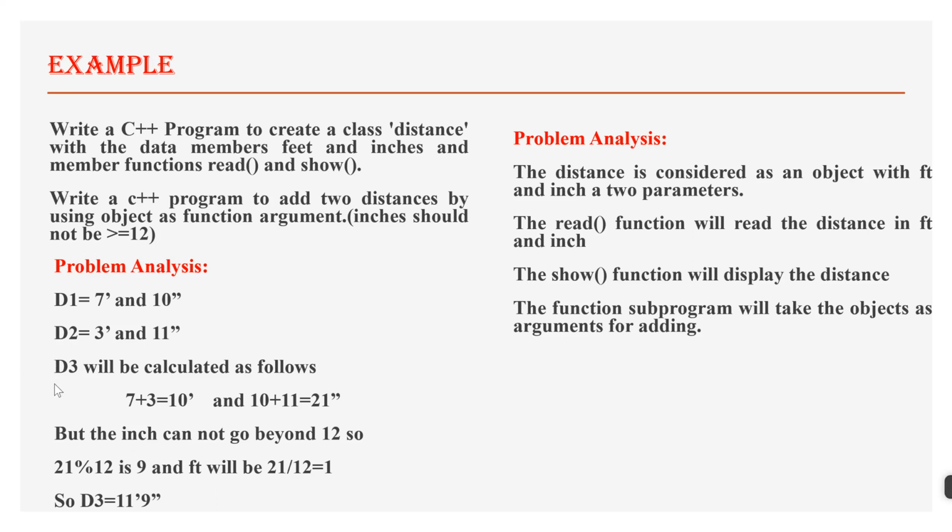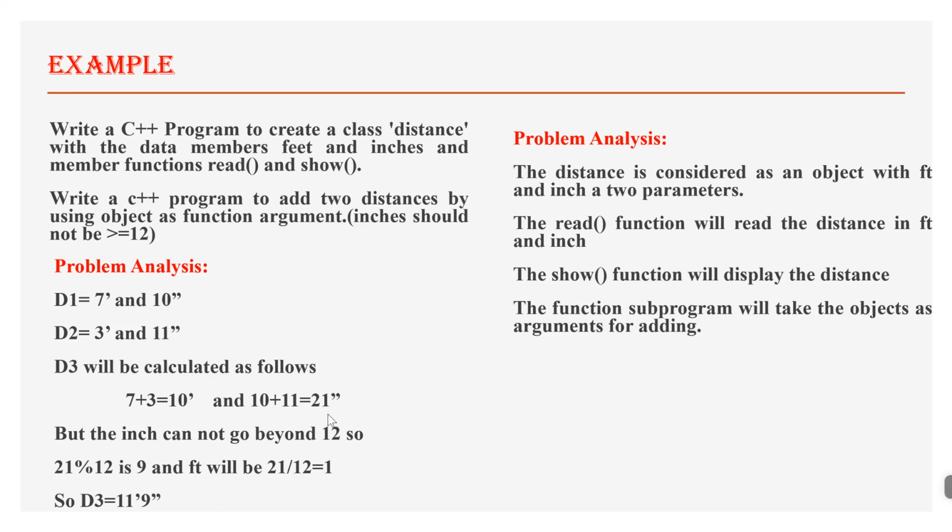Here D1 will be added with D2 to generate another object called D3. When we are adding the distances, feet will be added with feet, so 7 plus 3 becomes 10. Then we are adding inches: 10 plus 11 becomes 21.